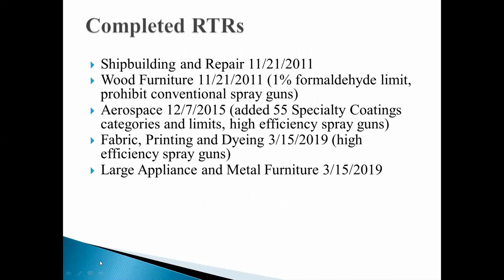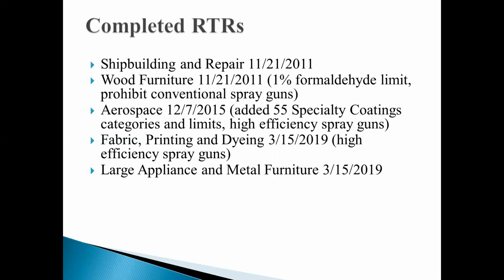Okay, so here are the completed RTRs. These are promulgated or finalized. The shipbuilding repair that was done back in 2011. Wood furniture, 2000, again, same rule, same packet. And the 1% limit, EPA included a prohibition against conventional spray guns in the wood furniture surface coating MACT. I mentioned the aerospace that was completed December of 2015. And that's where EPA added, again, 55 specialty coating VOC categories or VOC limits from the California rule. They did include some requirements of what is a high efficiency spray gun.